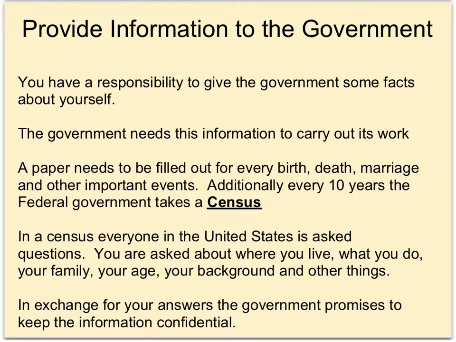Provide information to the government. You have a responsibility to give the government some facts about yourself. The government needs this information to carry out its work. A paper needs to be filled out for every birth, death, marriage, and other important events. Additionally, every 10 years, the federal government takes a census. In a census, everyone in the United States is asked questions. You are asked about where you live, what you do, your family, your age, your background, and other things. In exchange for your answers, the government promises to keep the information confidential.